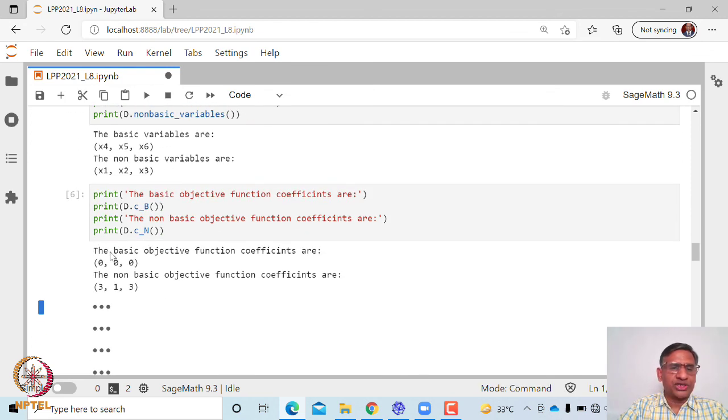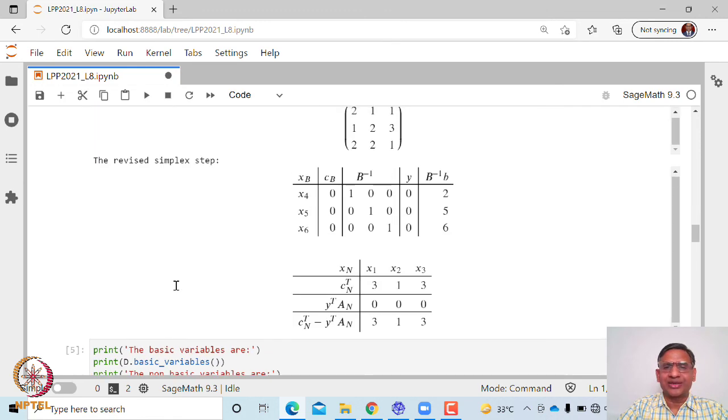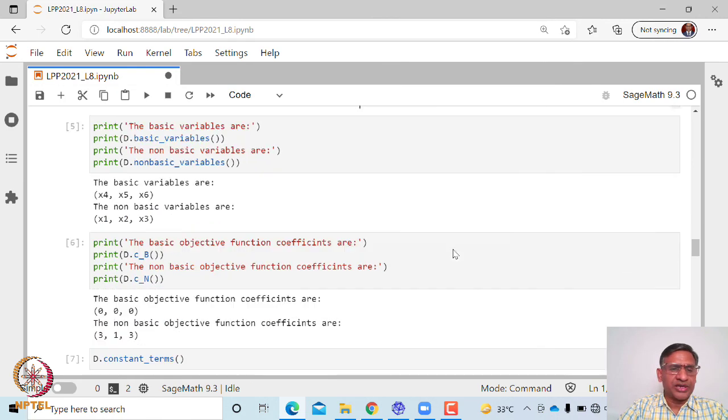So here the coefficients with respect to basic variables, the value of C are 0, and with respect to non-basic variables are 3, 1, 3, right? You can also find out the constant terms, which are the right hand side. The right hand side is B inverse b, but B is the identity, so it will be just the right hand side of Ax equal to b, that is 2, 5, 6, right?